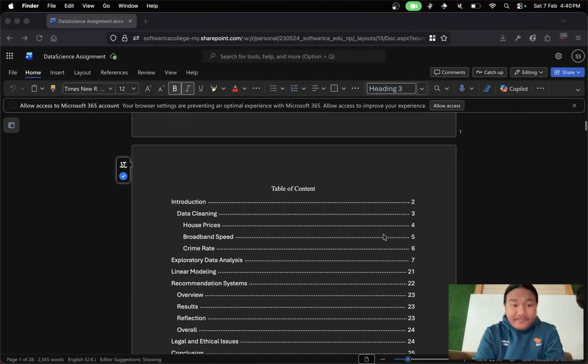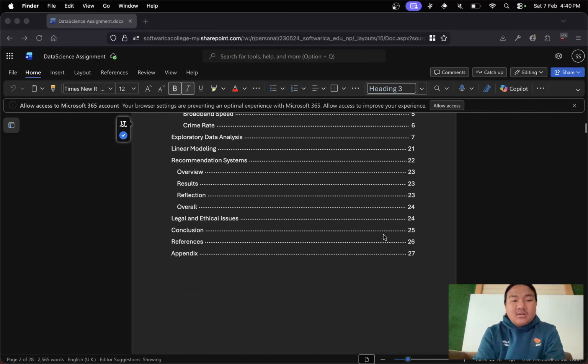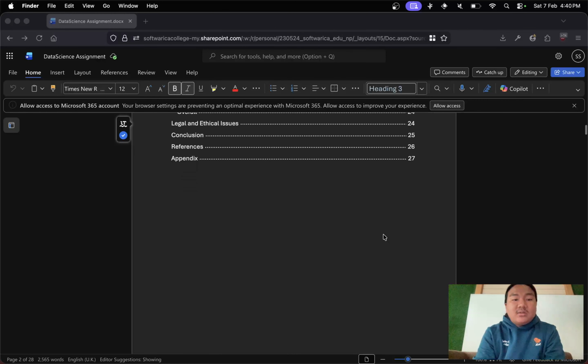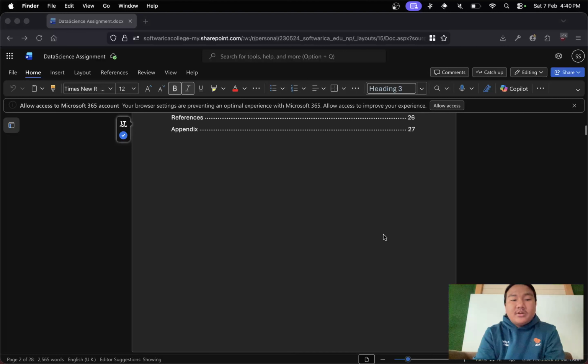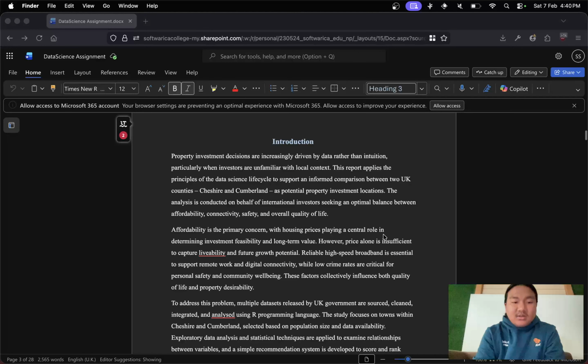The study focuses on comparing two UK counties, Cheshire and Cumberland, to identify which towns are more suitable for property investment, especially for international investors who may not be familiar with local conditions.